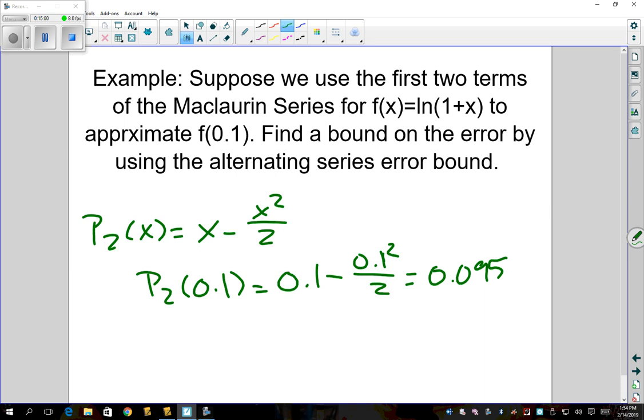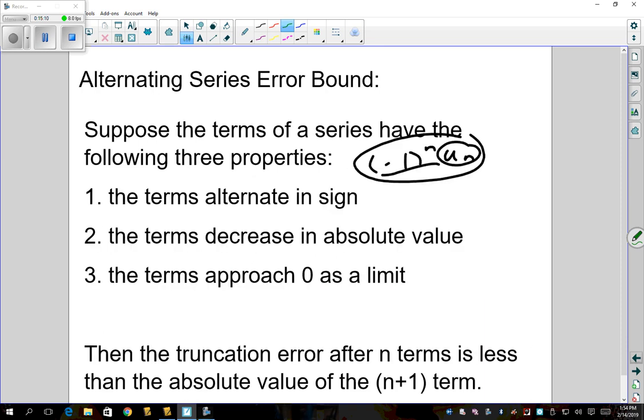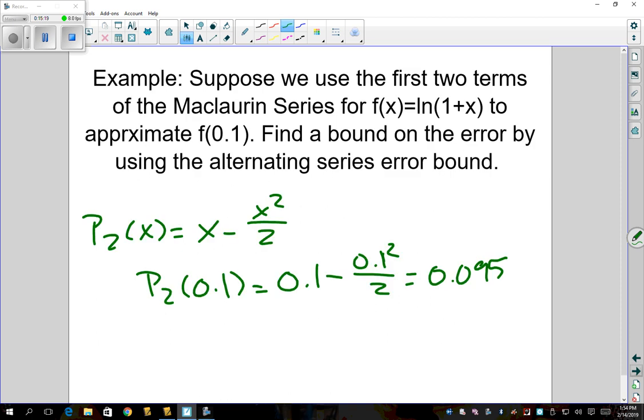So first we calculated that, and then we're trying to find the bound on the error by the alternating series bound. So I need to look back. Do my series terms alternate? Do they decrease? And do the terms approach 0? Looking at the Maclaurin series, there are only 2 terms there, but they are alternating in sign, they are going towards 0, and the absolute value is decreasing, so it meets all 3 tests.